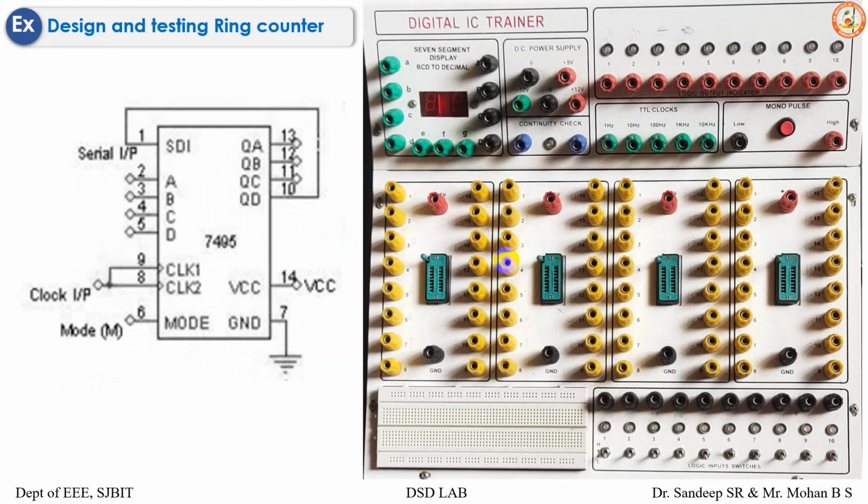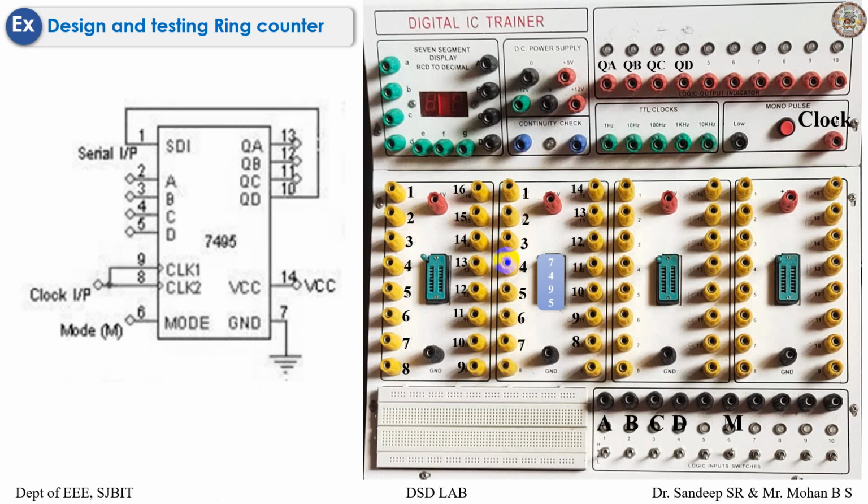So let's see the circuit connection for the 16-pin IC. These are the inputs A, B, C, D, M, the mode that must be connected, high for transferring the data for the first time, and low to shift the data by one register. Clock pulse, QA, QB, QC, QD are the outputs.